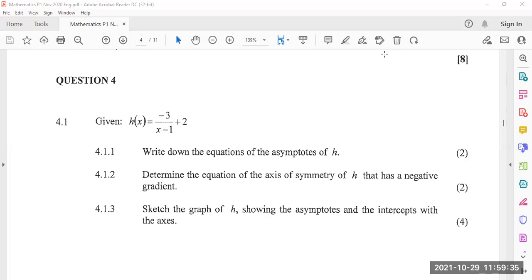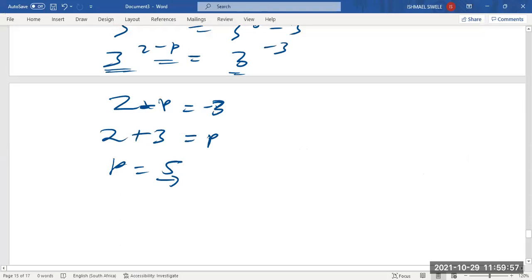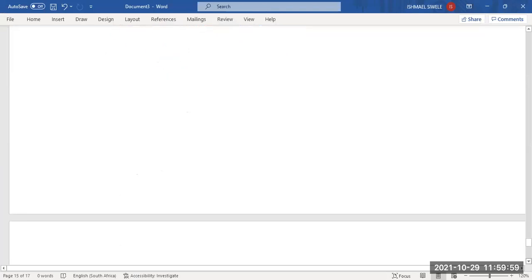We're now looking at question 4. What is it that they brought on question 4 for this question paper? Given g of x is equal to h of x equal to negative 3 over x minus 1 plus 2. This is a question on functions, right? So let's see what we are going to do here.